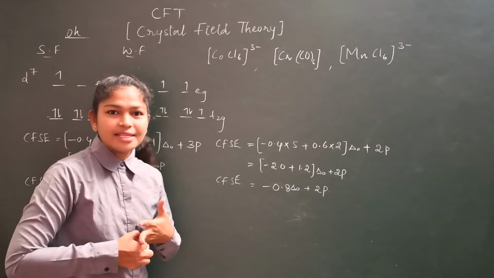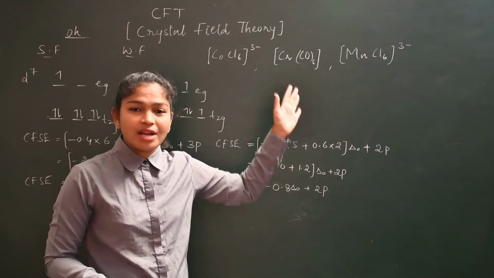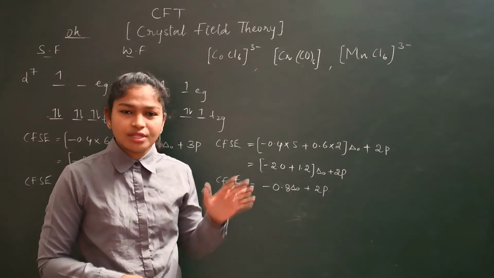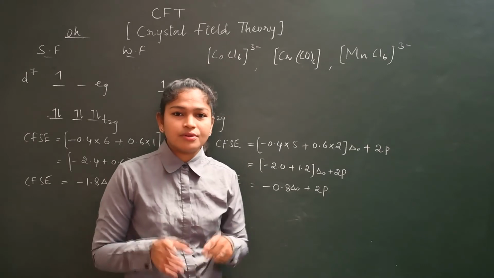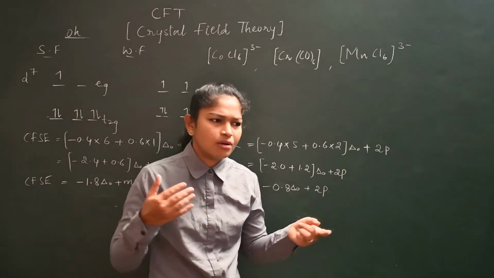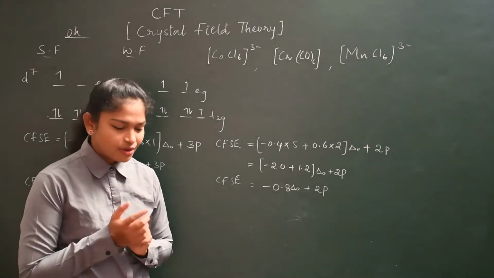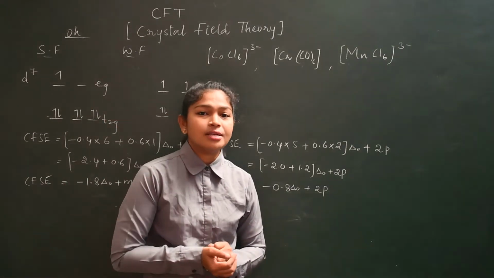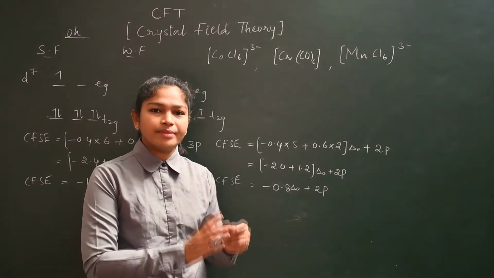In the exams, they give complexes like this and ask you to calculate CFSE for these complexes. So first, from the complex, you have to find out whether it is a D7 system, D5 system, or whatever number of electrons are there in the D system. First you have to calculate that. Then according to that, you have to see whether it is a strong field or weak field. Then according to that, you have to fill up the electrons.